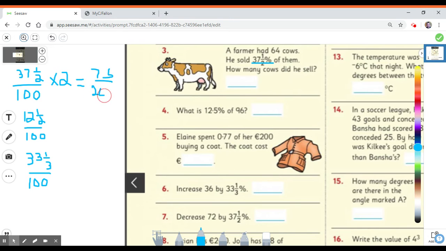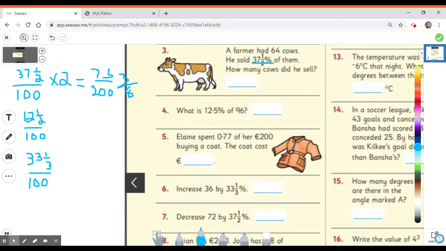Next thing we have to do is we simplify what can go into both 75 and 200. The answer is 25, so we're left with 3/8. Okay, so that is equal to 3/8. So to find out how many cows they sold, we will divide by the bottom, multiply by the top, and that will give their answer to question 3.